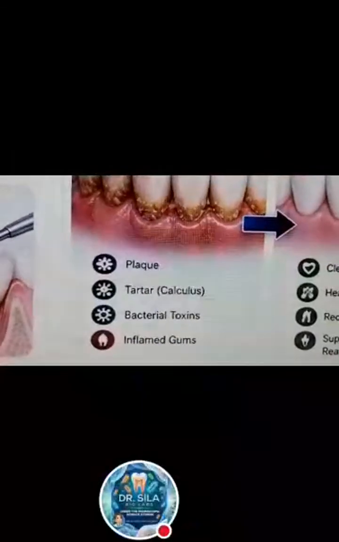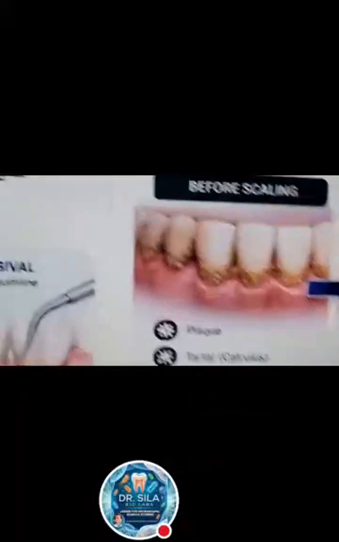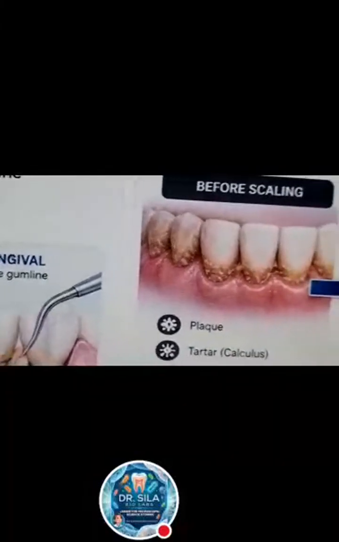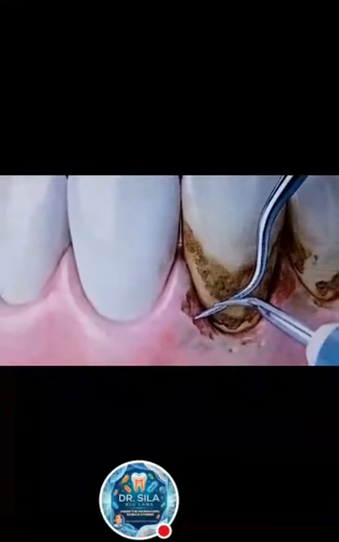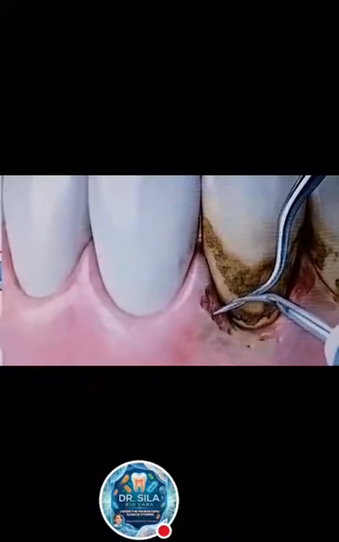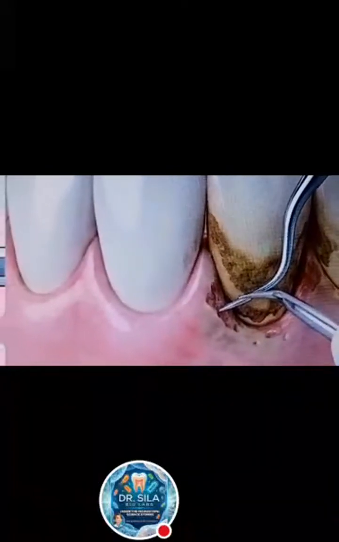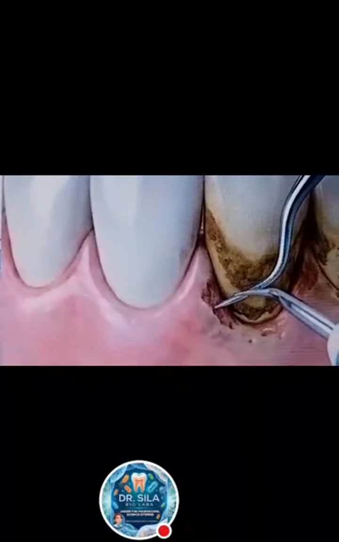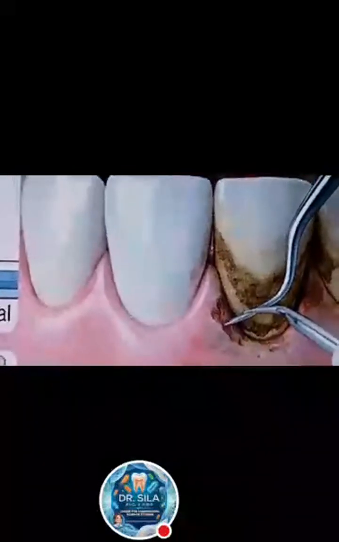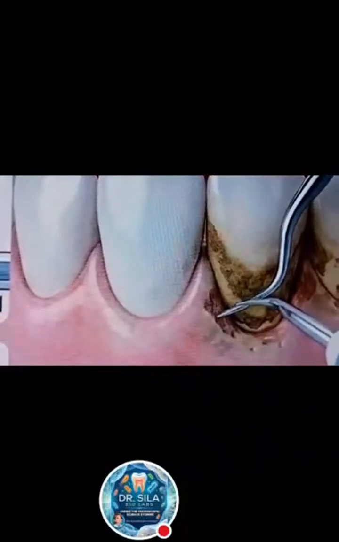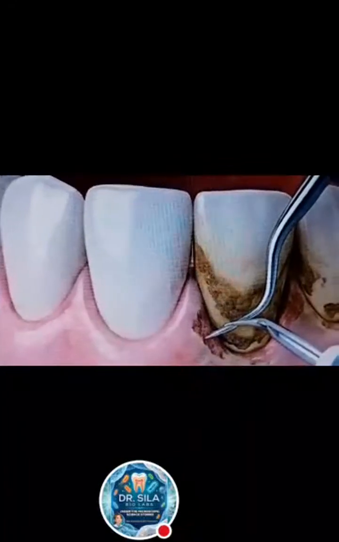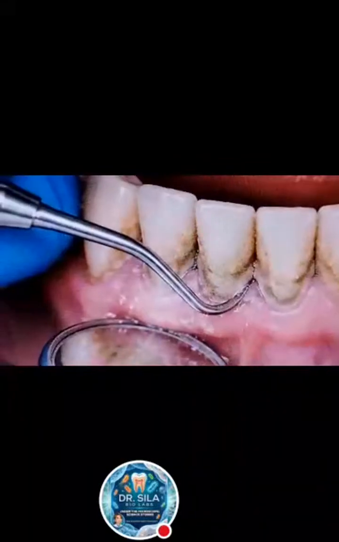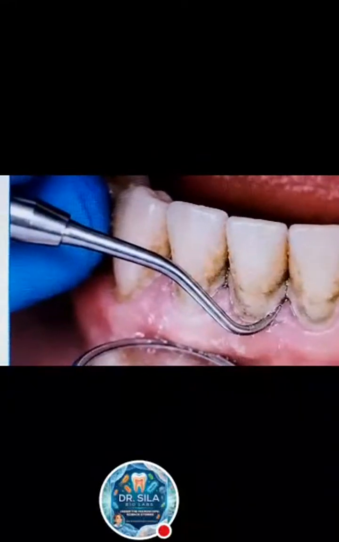Before scaling, what was there? Plaque, tartar, calculus, bacterial toxins, and inflamed gums. So scaling is a non-surgical procedure, the mechanical removal of plaque, bacterial biofilm, and hard calcified mineral deposits, supragingival and subgingival. And the clinical objective is restoring a biologically clean, smooth root and enamel surface, enabling natural gum reattachment and healing.